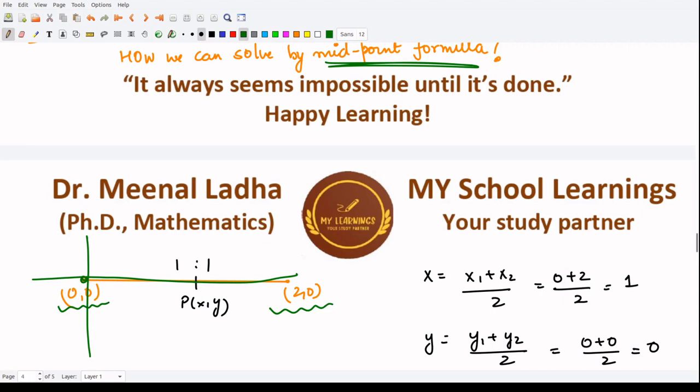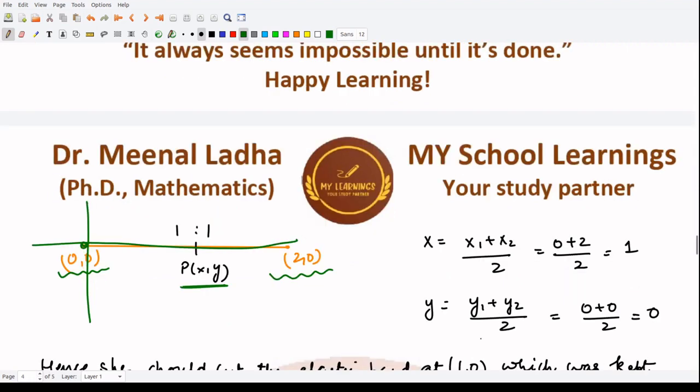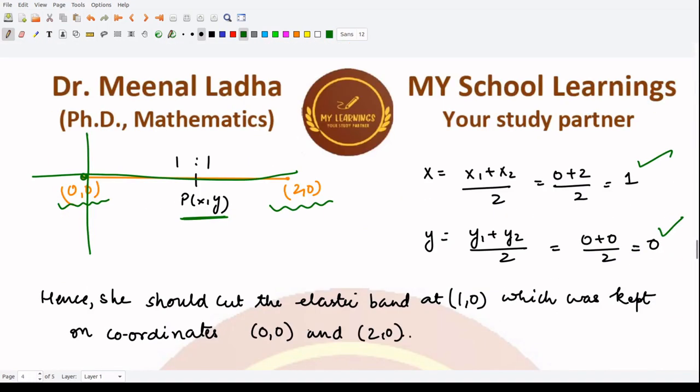Now we wanted to calculate its midpoint x and y, such that it cuts it in the same ratio 1:1. So the coordinates for x are (x1 plus x2) divided by 2, and for y they are (y1 plus y2) divided by 2. When you compute it, it comes out to be equal to 1 and 0. Hence she should cut the elastic band at the point 1, 0, right, when that elastic band was kept at the position 0, 0 and 2, 0.